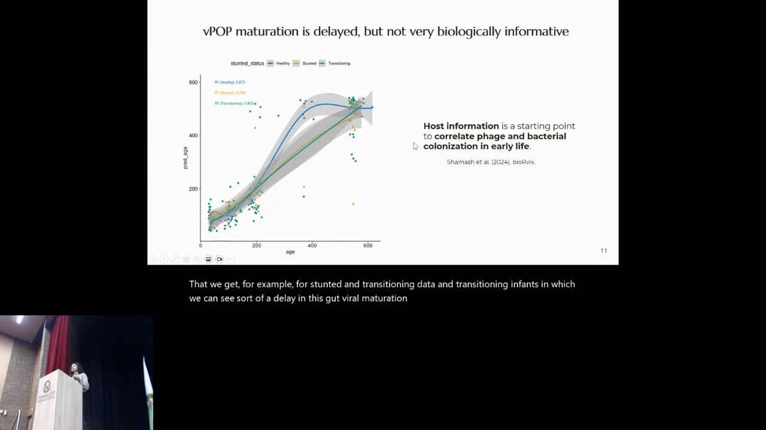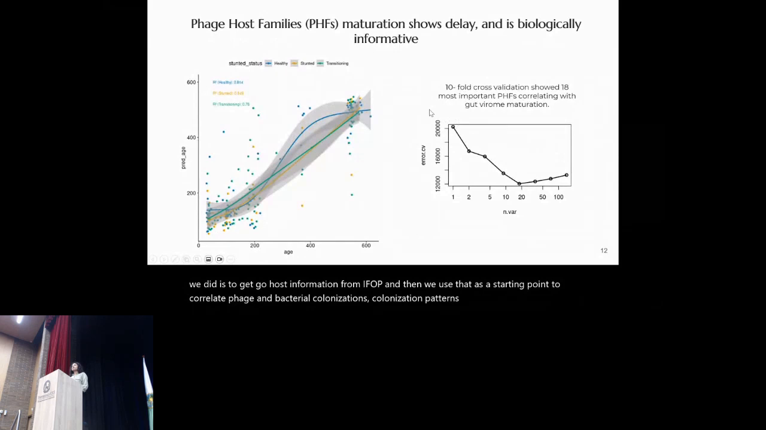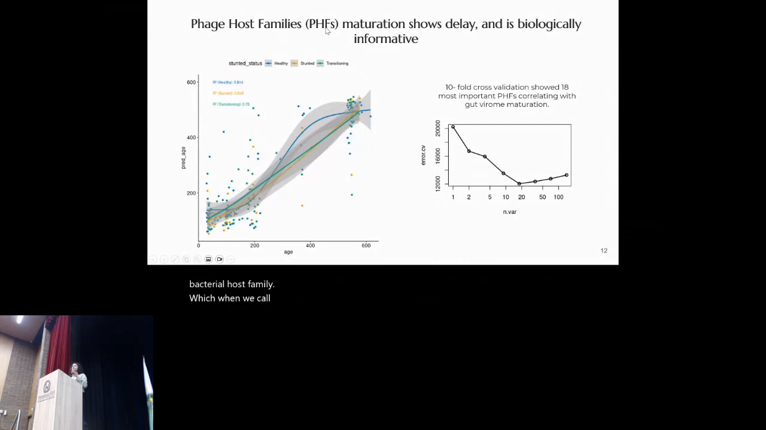Then we wanted to see who these viral populations are affecting, because we don't know their hosts from previous studies. So we got the host information from iPHoP, and then we used that as a starting point to correlate phage and bacteria colonization patterns in early life. Using the bacterial host family, which we now call phage host families, groups of phages that infect the same bacterial family, we did the maturation model again with the random forest, and as we can see, it mimics what happens with the viral populations, in which the healthy development is more accelerated than the stunted and transitioning ones.